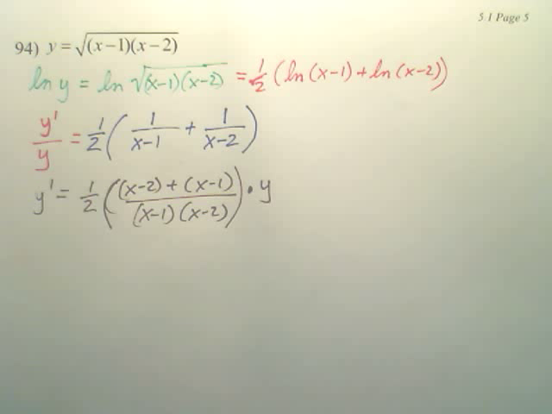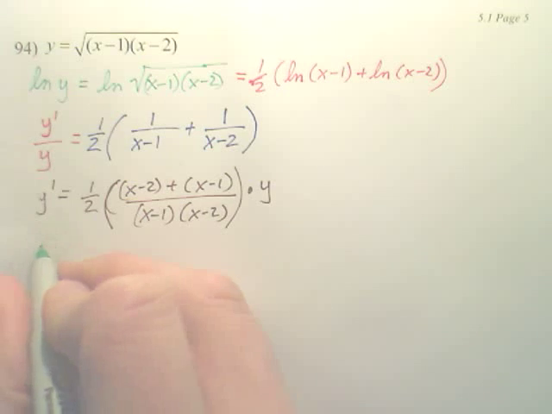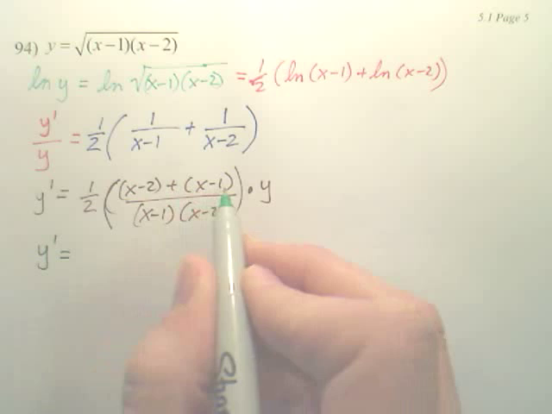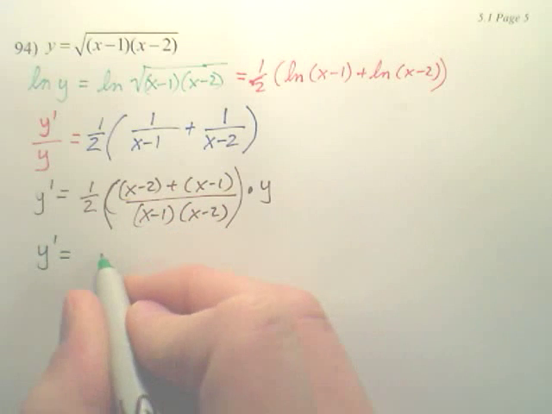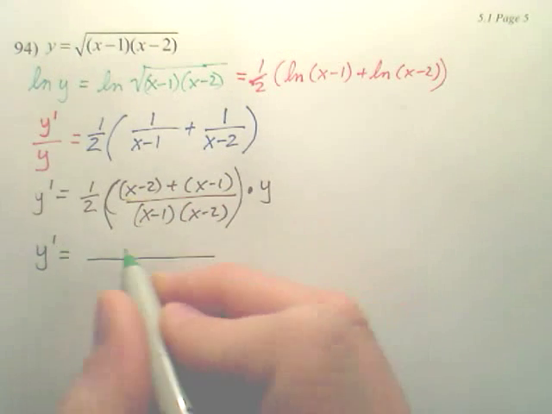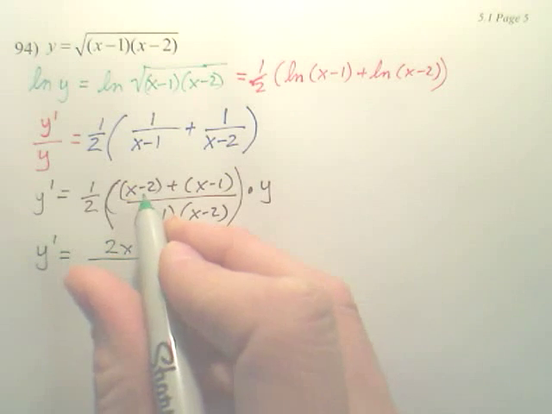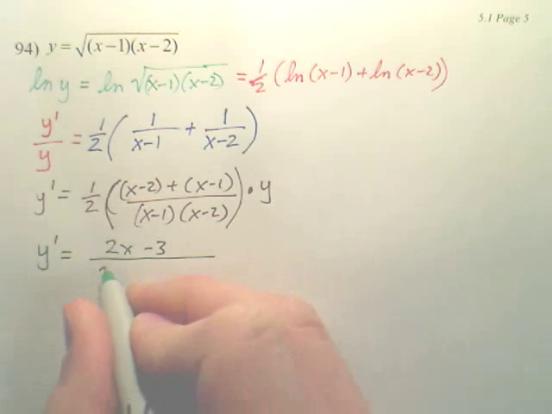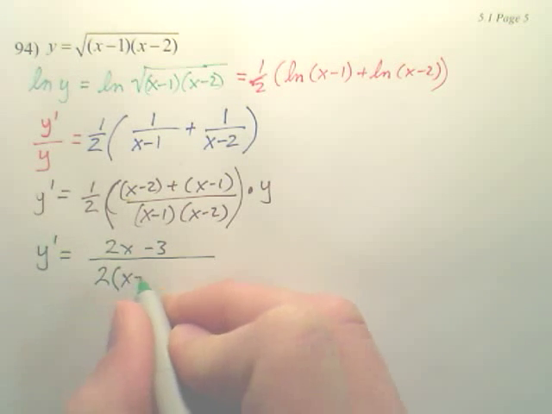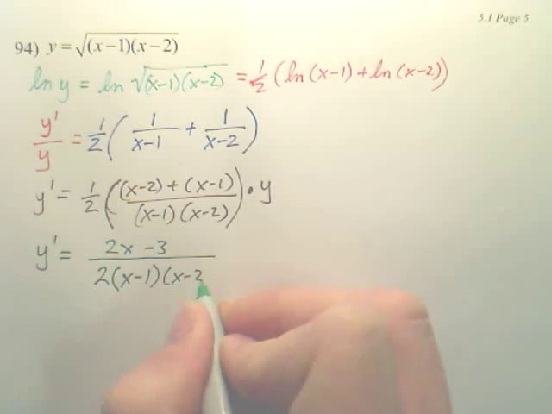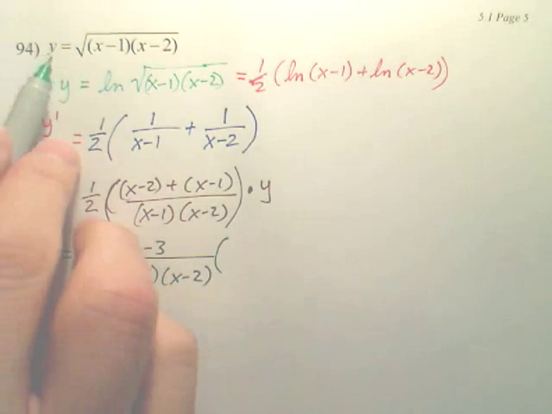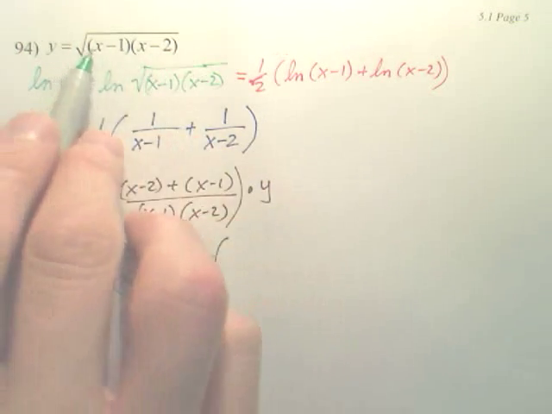Okay, that's good so far, but watch this. Let's simplify this. X plus x is 2x. Negative 1, negative 2 and negative 1 is negative 3 over 2, x minus 1, x minus 2. But watch this. What does y equal? Isn't it that?